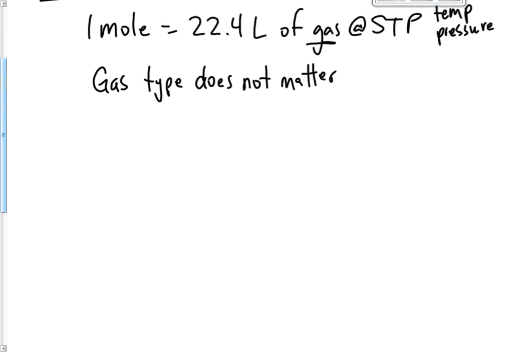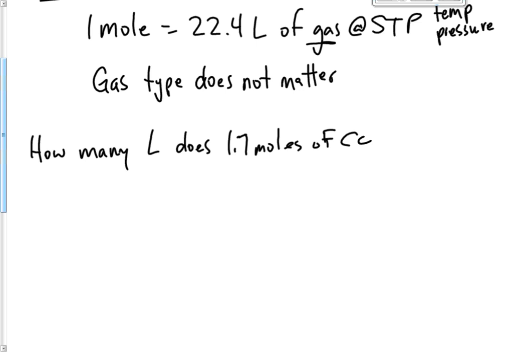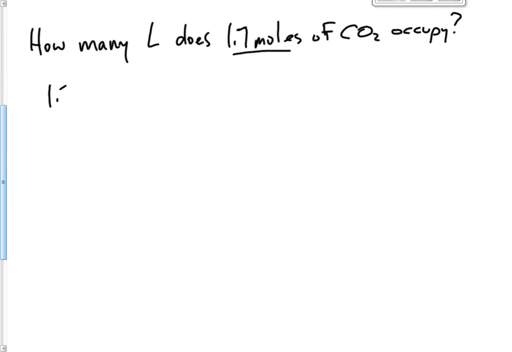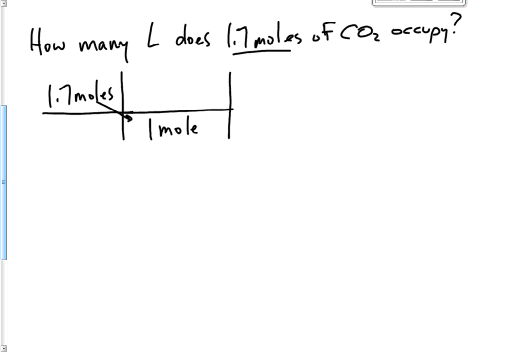How many liters does 1.7 moles of CO2 occupy? Again, we're going to take what we're given, 1.7 moles. We're going to immediately put the moles down in the next chamber. So 1 mole, again, 1 is always the number with mole in the conversion factors. Then we're going to convert that into liters, which is 22.4 liters.